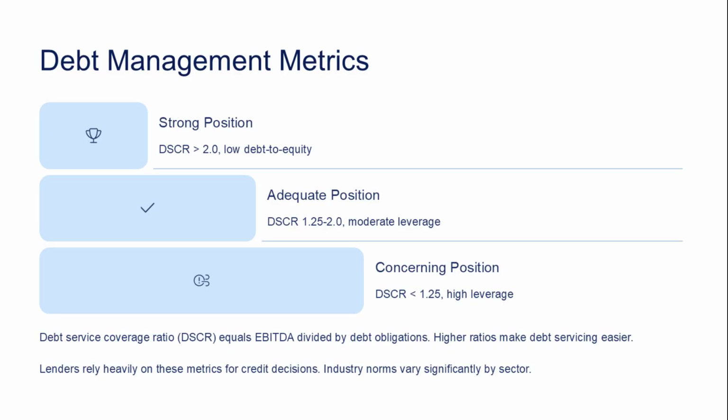A concerning position has a DSCR below 1.25 and high leverage, suggesting the company may struggle to make debt payments. DSCR is calculated by dividing EBITDA by debt obligations. Higher ratios make debt servicing easier. Lenders rely heavily on these metrics when making credit decisions, though industry norms can vary significantly.